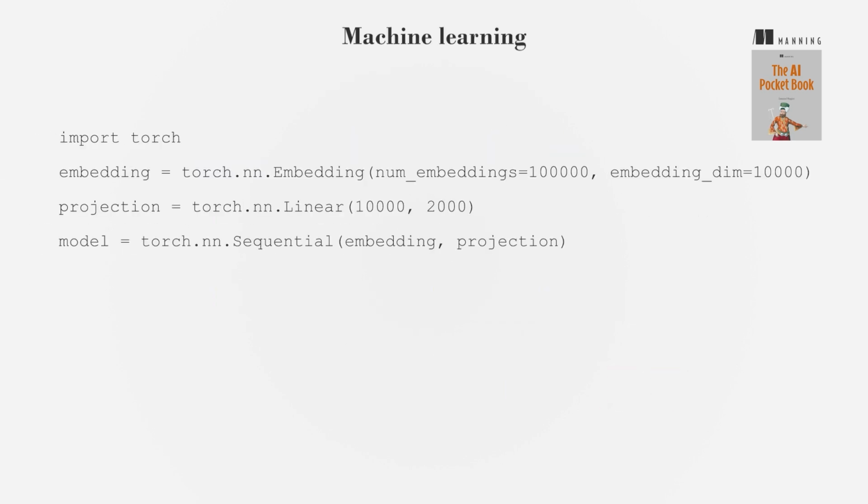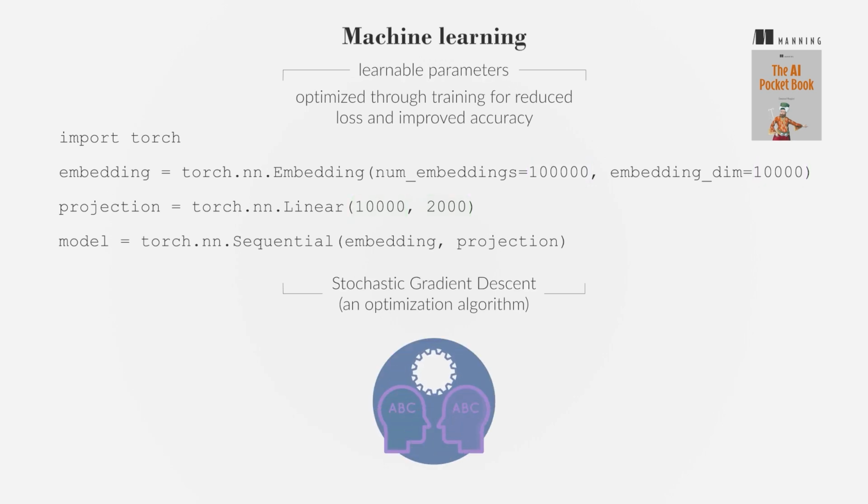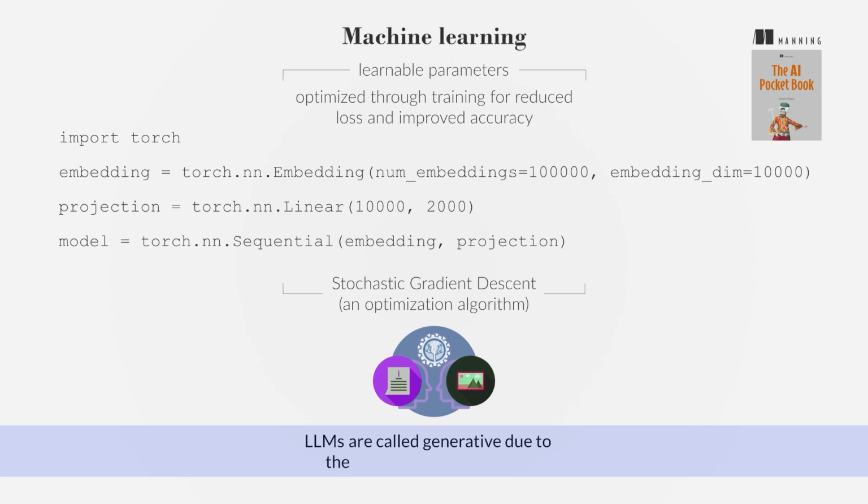Machine learning designs models with learnable parameters, adjusting them through training to minimize loss and improve accuracy. Stochastic gradient descent, SGD, is commonly used for this. Generative AI models like LLMs produce new content such as text and images. Though technically discriminative, LLMs are often called generative due to their ability to create content.